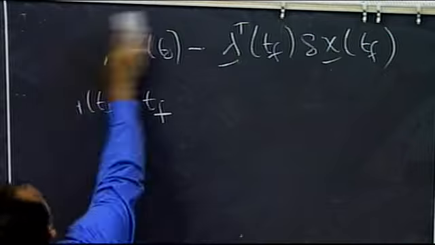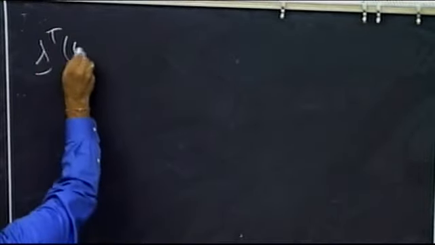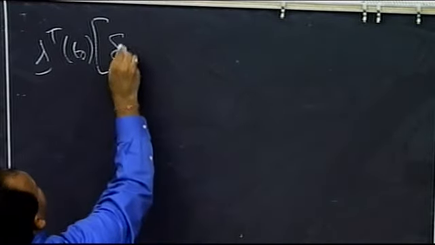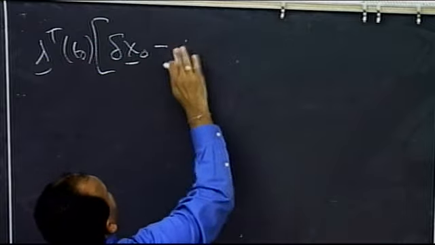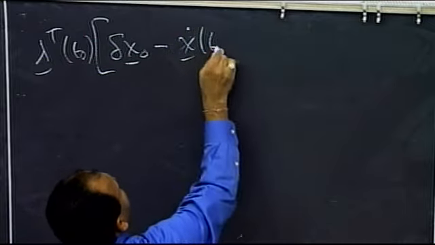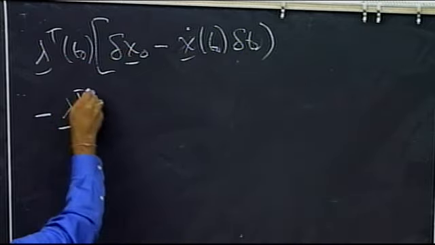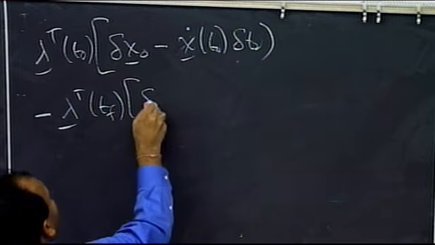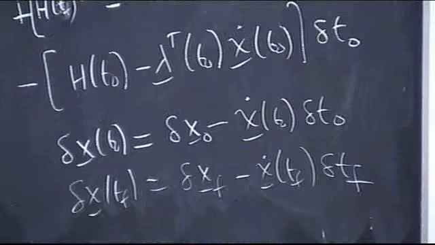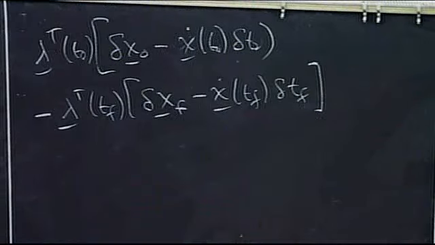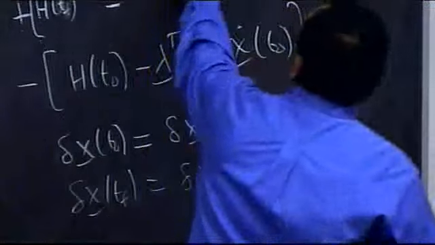hang on, I'm looking too far over. Just give me a second. That's too much parallax. I didn't substitute. Lambda transpose at t0 times the variation in x at t0, which is the variation in x0 minus x dot of t0 times the variation in t0. And then I've got minus lambda transpose at tf times the variation in xf minus x dot at tf times the variation in tf. That takes care of these two substitutions going in up there.